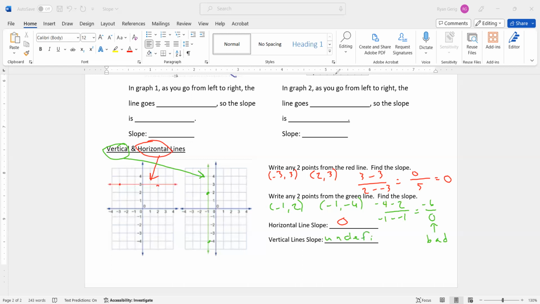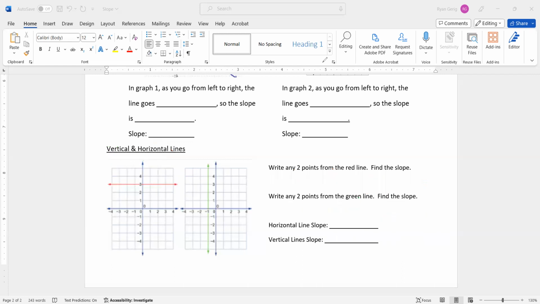That is something that will come back many times. Please remember these 2 things. Horizontal lines have a slope of 0. Vertical lines have an undefined slope. Okay, that concludes our lesson on slope, and we'll start to actually graph these things in the next lesson.